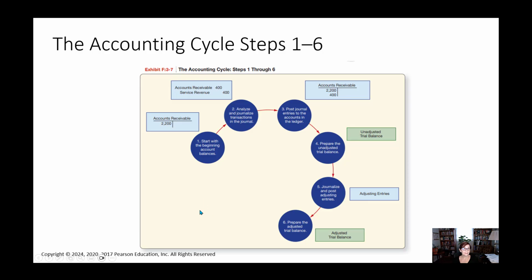We're going to add some steps onto this in the next chapter. We're almost done with the accounting cycle, but we're going to add a couple of steps here, and like I said, we're going to use the adjusted trial balance. It is very important because those are the numbers that we use for our financial statements.